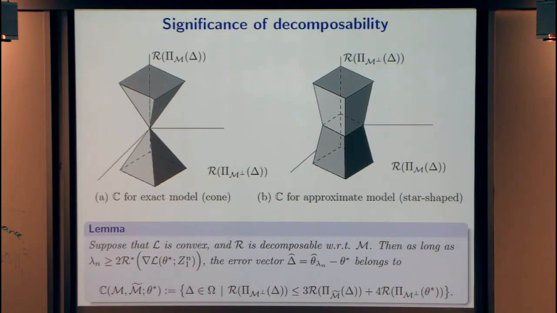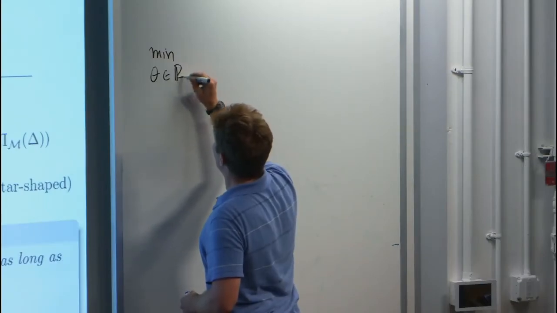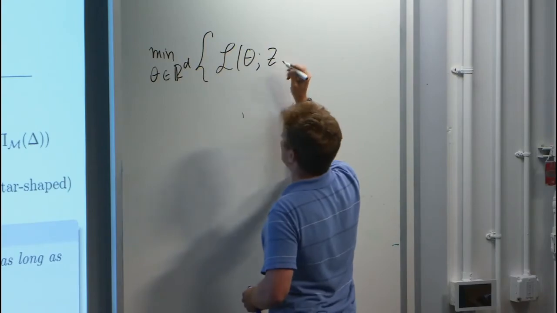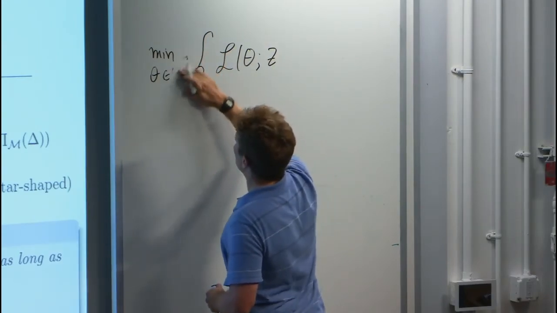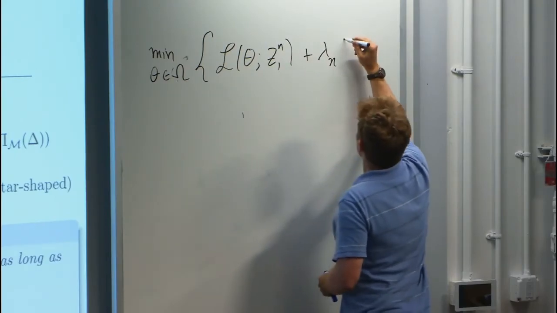Okay, so what are we doing? All right, so we're looking at this optimization problem. We've got this cost function, which depends on the data. Well, this is some parameter space. It could be a matrix space. But a regularizer.